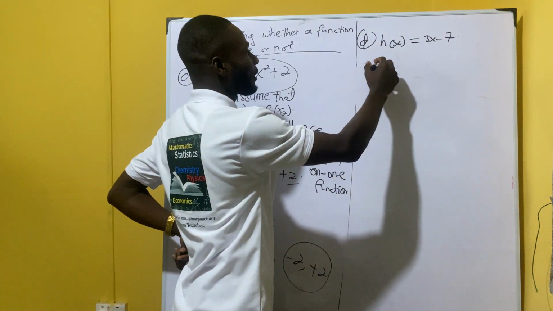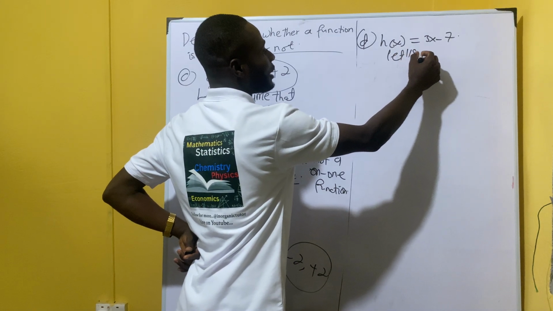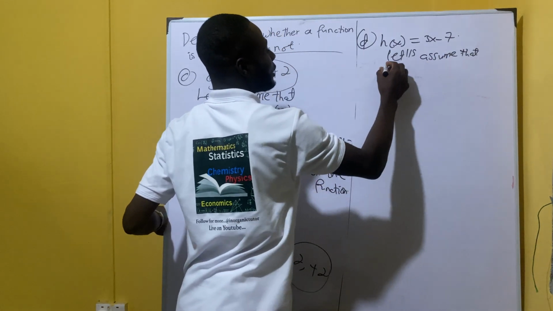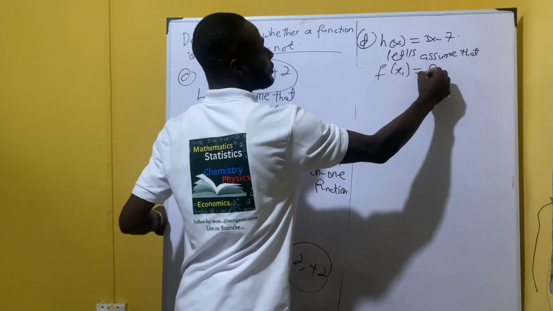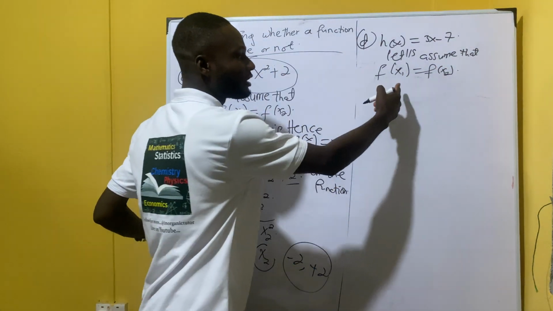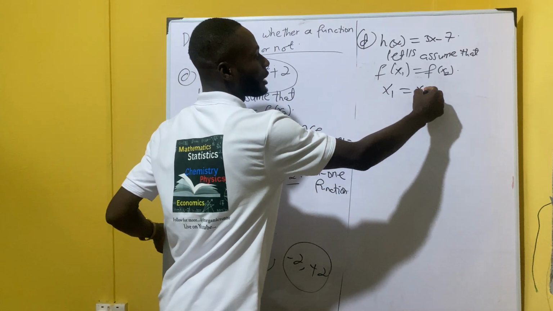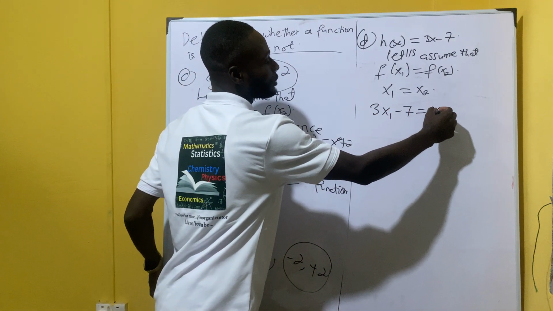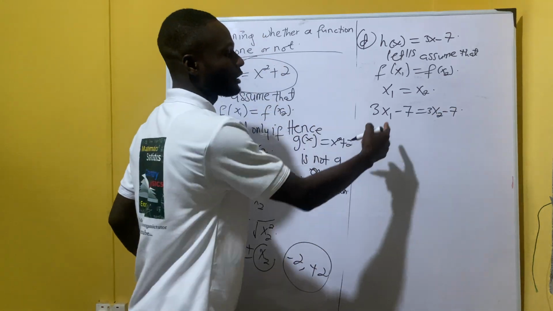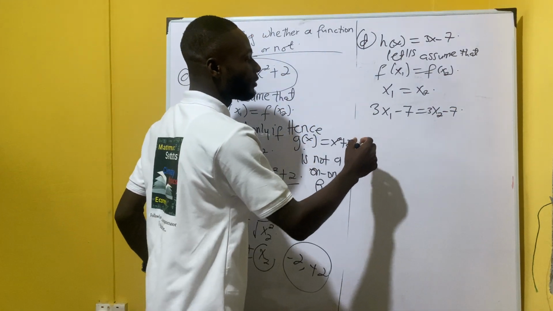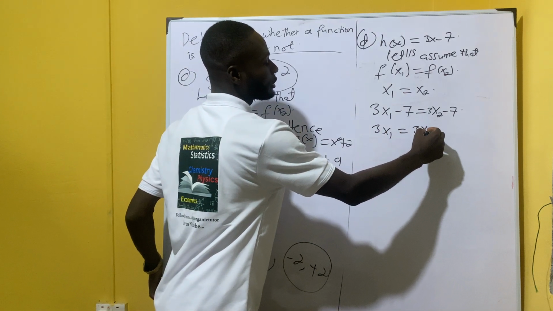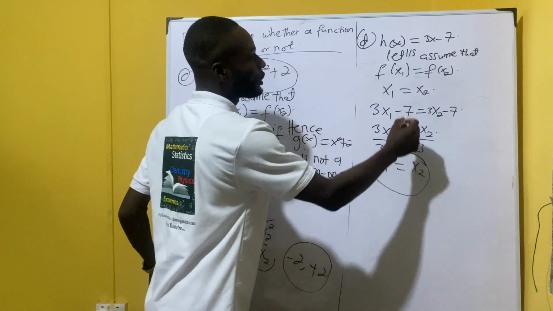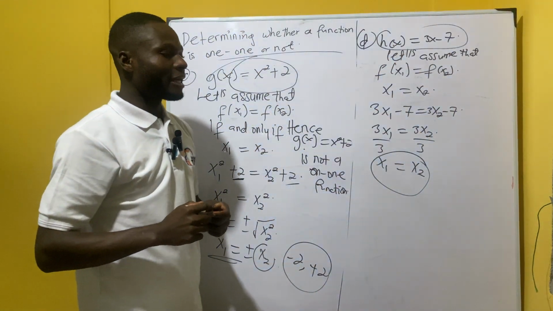So here, we also assume, let's assume that f of x1 is equal to f of x2, right? So if this is going to be true, then x1 should be equal to x2, right? So here we have 3x1 minus 7 should be equal to 3x2 minus 7, right? And we know that this negative 7 will go off. So we have 3x1 equals 3x2. And this is automatically x1 is equal to x2. So we know that this particular function as well is indeed a one-to-one function.